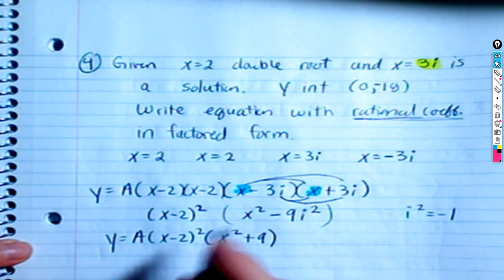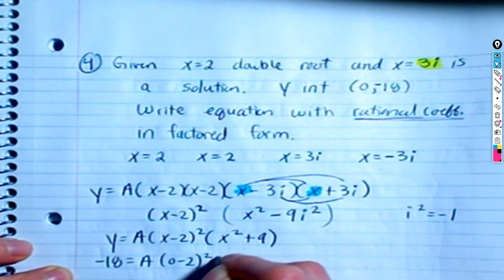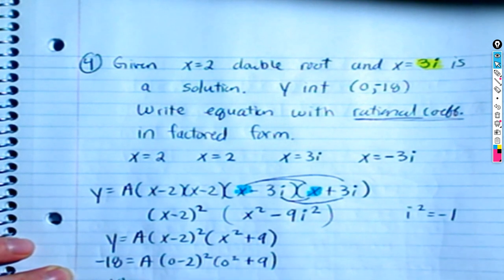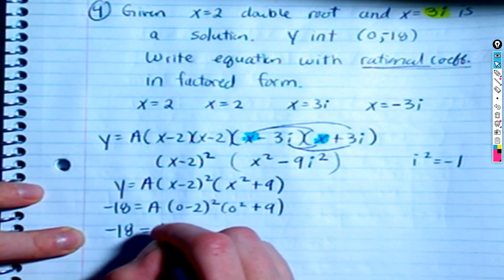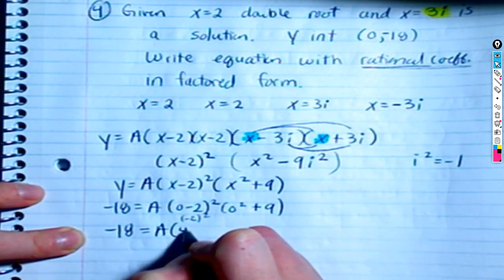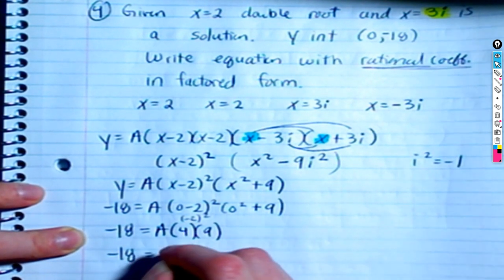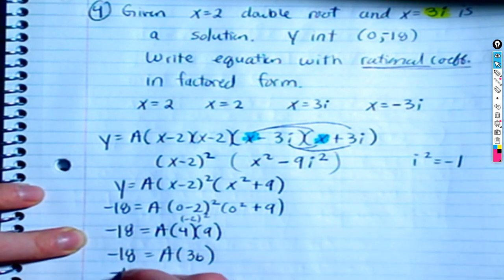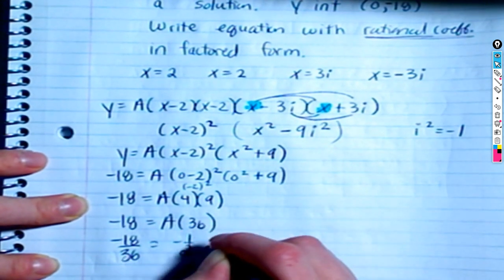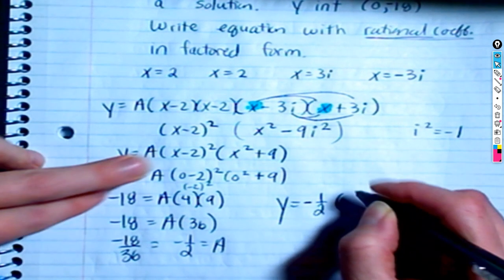Okay, now I need the a value. Minus 18, a. All right, be careful because this is negative 2 squared, which is positive 4, and this is a 9. Okay, 36. And we divide by 36, and we get minus 1/2 equals a. All right, minus 1/2.